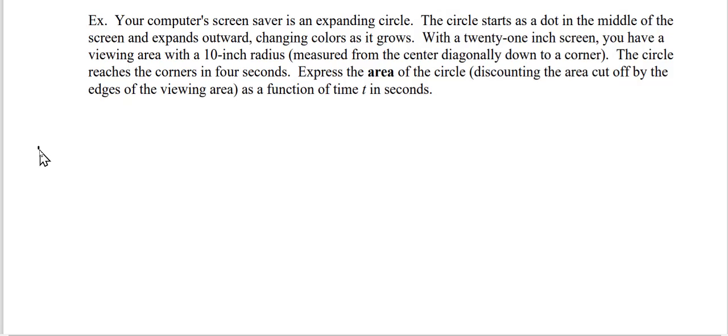Your computer's screensaver is an expanding circle. The circle starts as a dot in the middle of the screen and expands outward, changing colors as it grows. With a 21-inch screen, you have a viewing area with a 10-inch radius measured from the center diagonally down to a corner. The circle reaches the corners in 4 seconds. Express the area of the circle as a function of time. All right, just counting the area cut off by the edges of the viewing area.